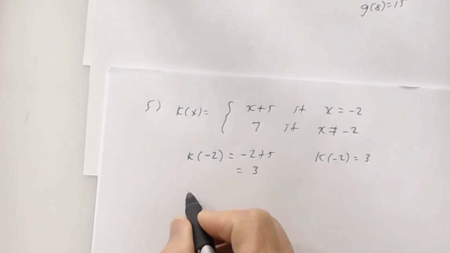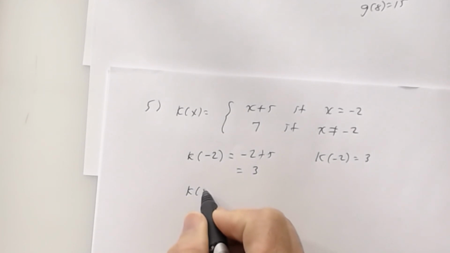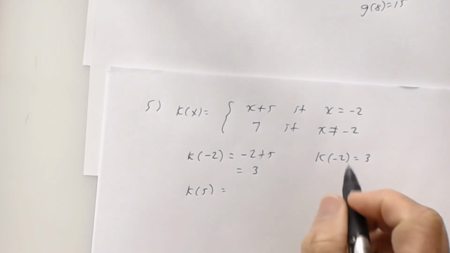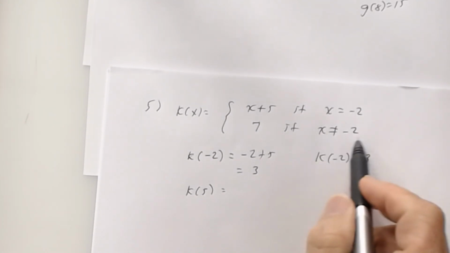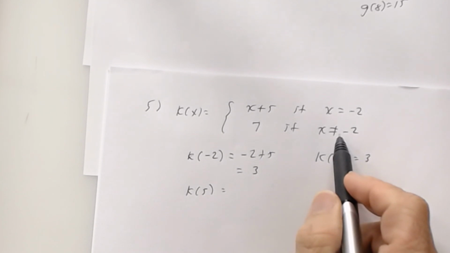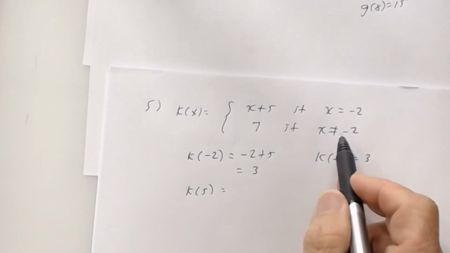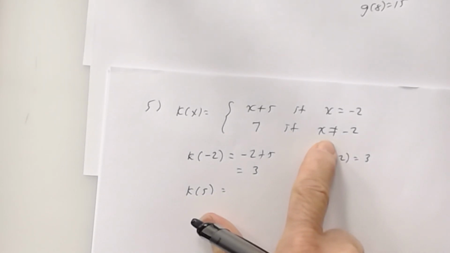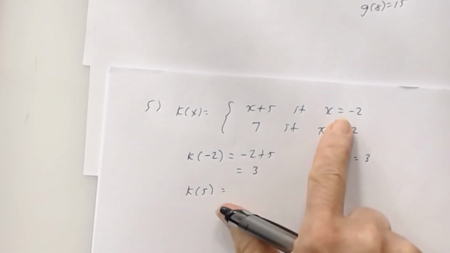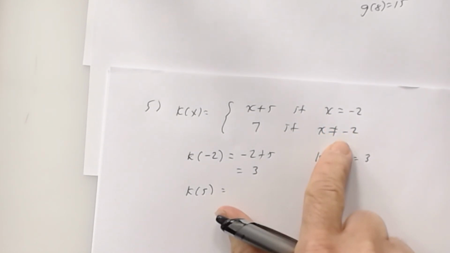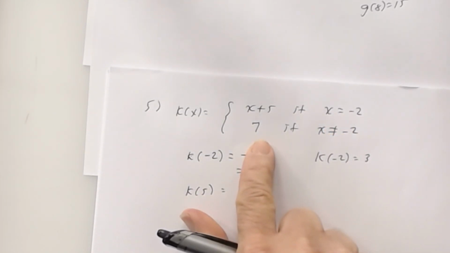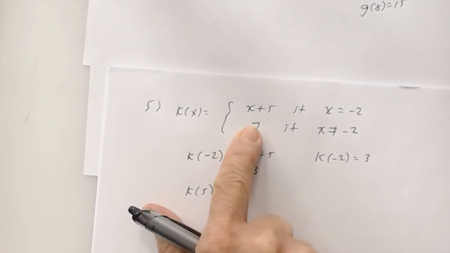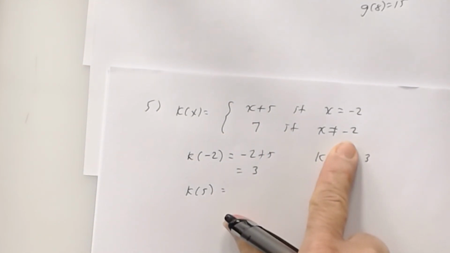Okay? Now, what if I want to find k of 5? Which one do I use? The bottom. Because this part of the domain says I use the bottom function if x does not equal negative 2. Well, my x value here is 5. Does 5 equal negative 2 or does not equal negative 2? Does not. So I have to use the bottom one. Now, based on what we just did, this says my y value always equals 7 if x does not equal negative 2.